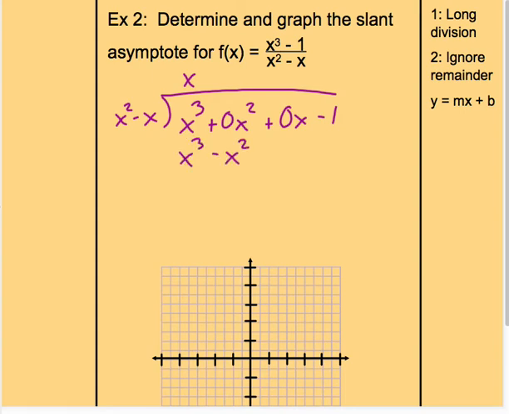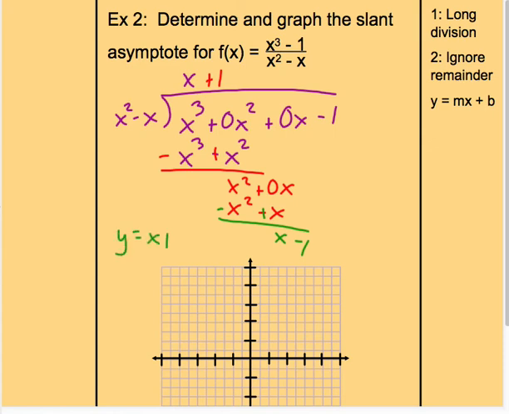Again, when you do your long division, make sure you change the sign so that you can add your like terms instead of subtracting them. X squared goes into x once. Change the signs. And x squared does not go into x minus 1, so that's our remainder, which we ignore. So the slant asymptote is the equation y equals x plus 1 from the quotient.